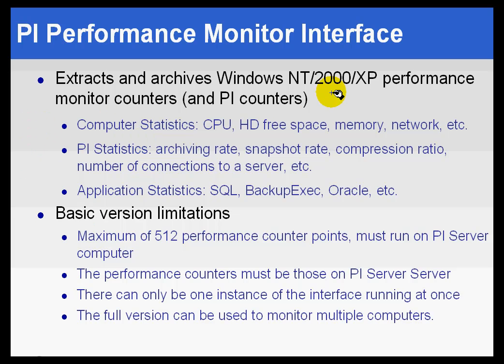It's basically for getting Windows performance counters and storing that data as PI tags, as you'll see in the screen print that follows this page. There's all types of things that we can get, application statistics, including stuff from PI. The limitations are that you can only do 512 of these points. You can run out of that pretty quickly. They do have to be on the PI server, and there can only be one instance running at one time. If you are running the full version, you can monitor multiple computers, and actually you can do that remotely.